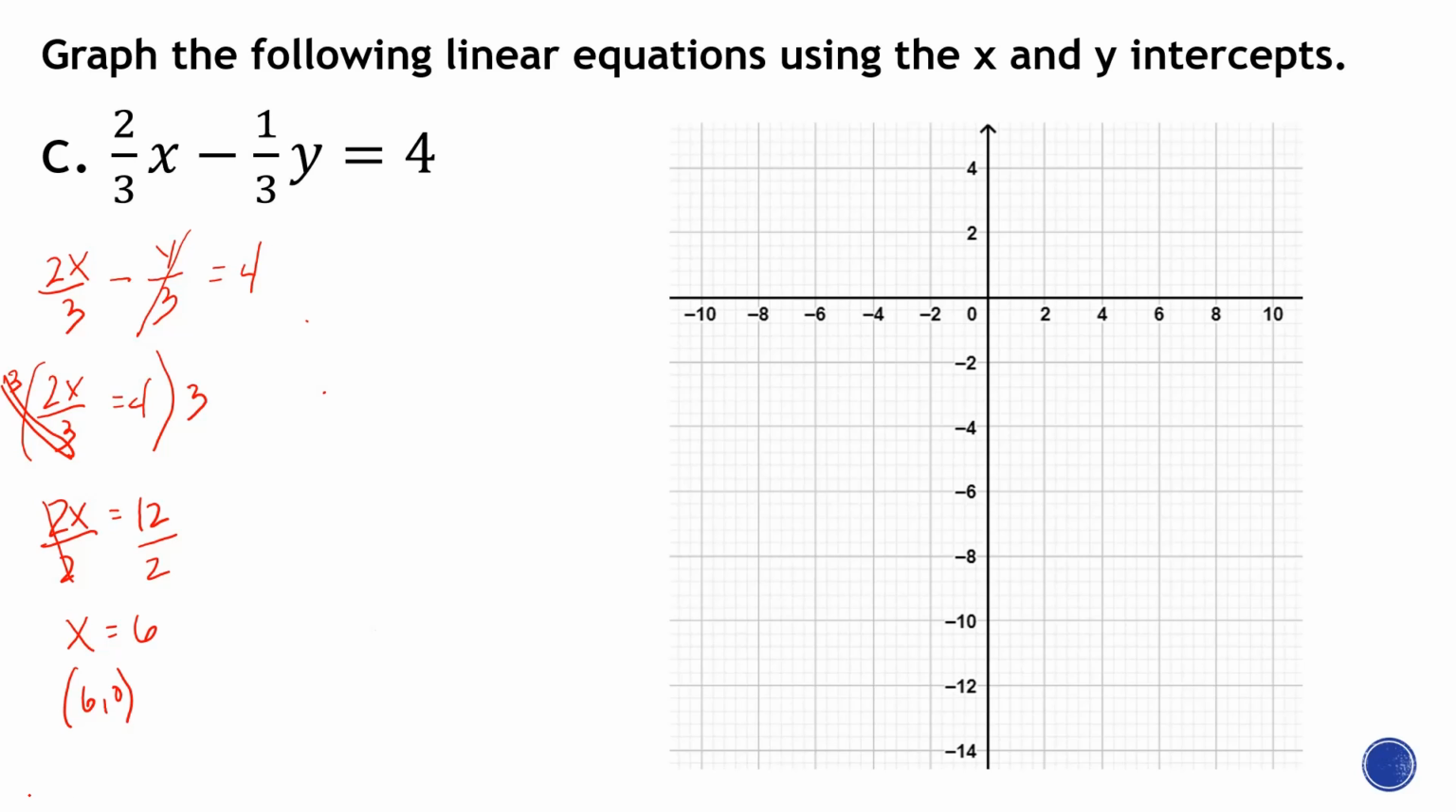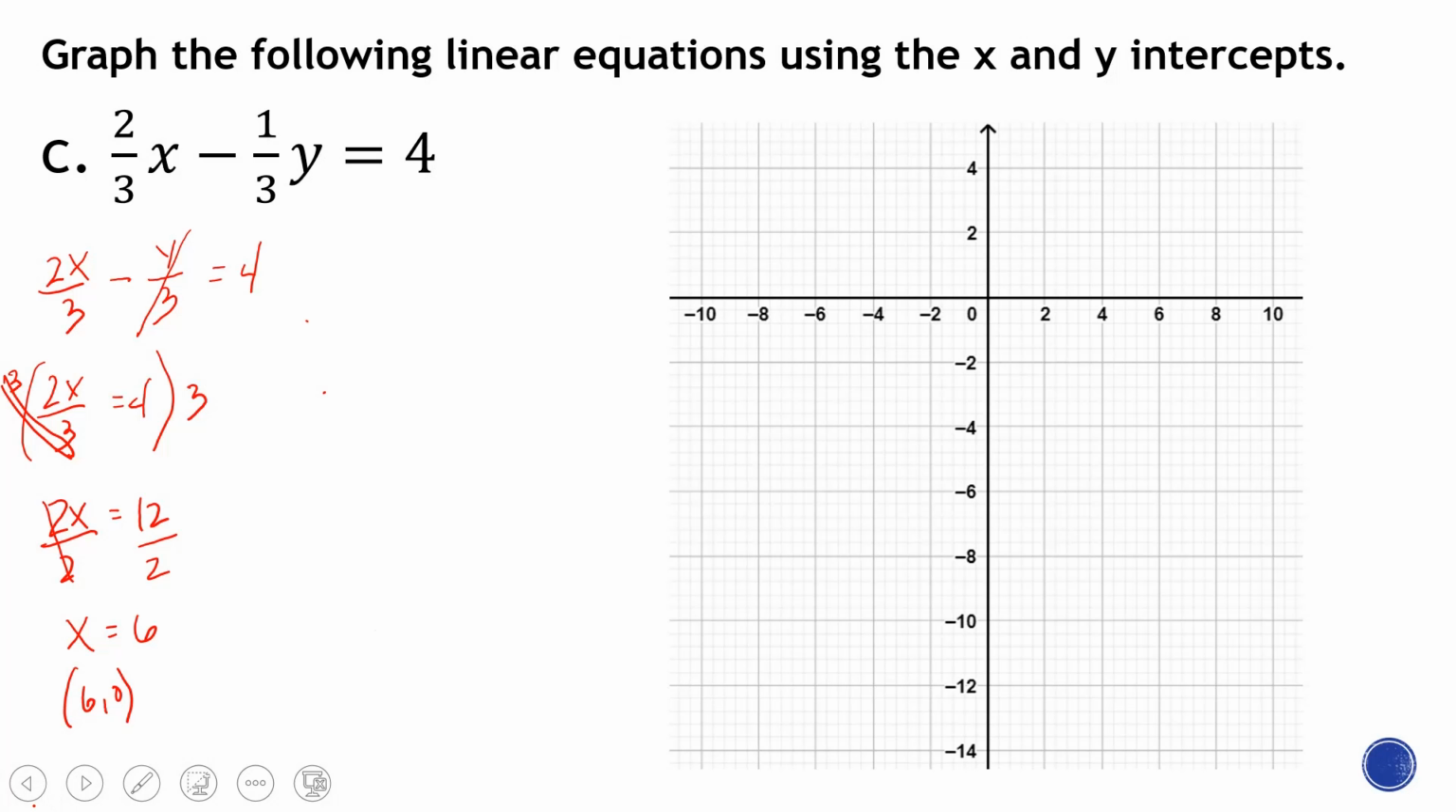Let's have the y-intercept. So 2x over 3 minus y over 3 equals 4. We're solving for the y-intercept. We can get rid of that term with x, and that will leave us with negative y over 3 equals 4.